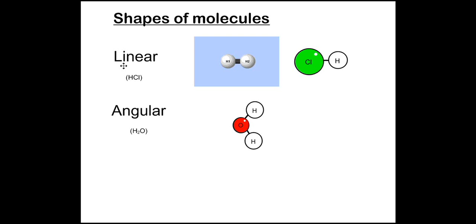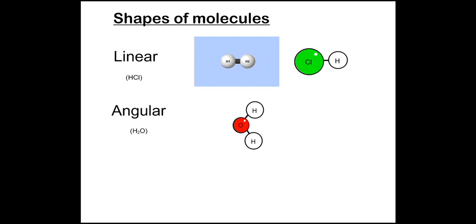If you look at the linear shape, linear means straight, and the most obvious linear molecule that you will have is the hydrogen molecule. Another example will be HCl. And usually when we have a straight line, we have linear molecules. So any two atoms that are in a line will form a linear molecule. Then the next one that we have is the angular molecule.